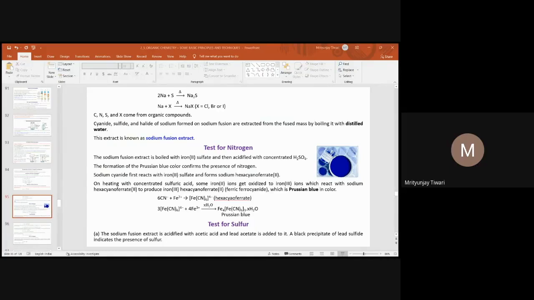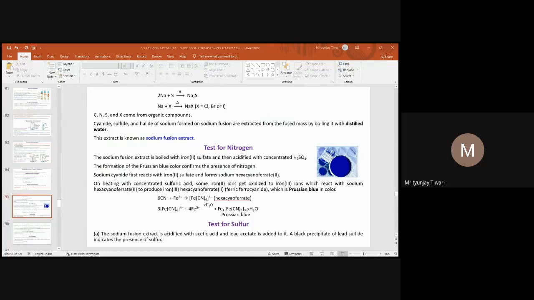Cyanide, sulfide, and halides of sodium formed on sodium fusion are extracted from the fused mass by boiling it with distilled water, as I have already described. This extract is known as sodium fusion extract. Using distilled water with sodium and the organic compound and heating it, we get an extract, and that extract is called sodium fusion extract.